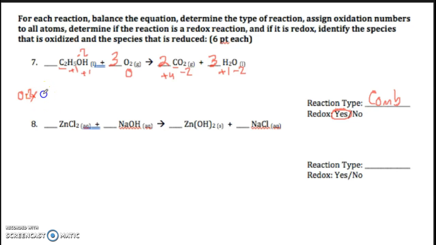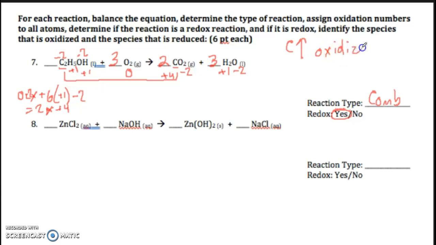So 2x plus, I've got 6 times the +1 minus the 2. So combining all of that, 2x plus 4, and I work that out, and that's going to be a -2. So I have carbon going from a -2 to a +4. So carbon went from a -2 up to a +4, and it was oxidized.